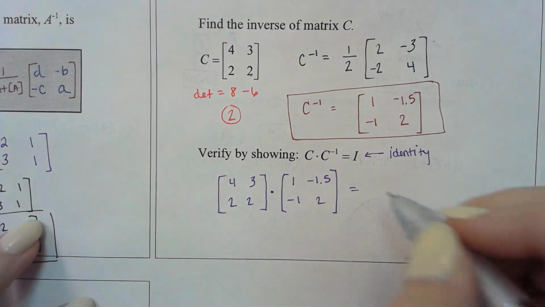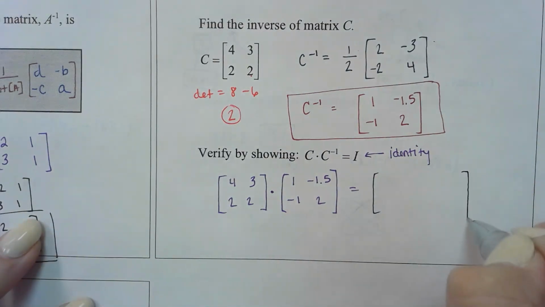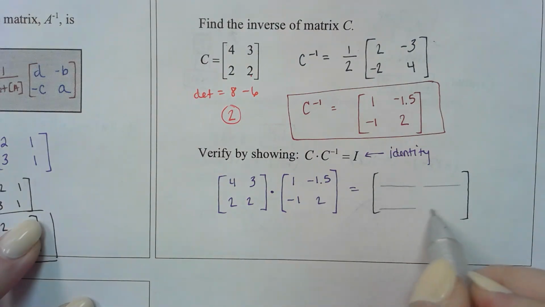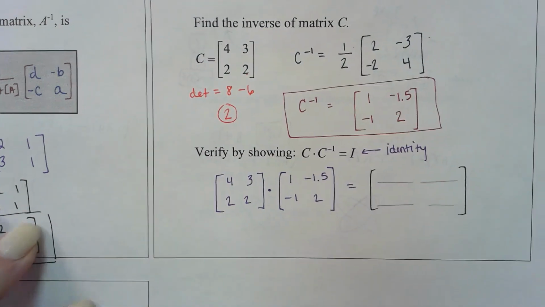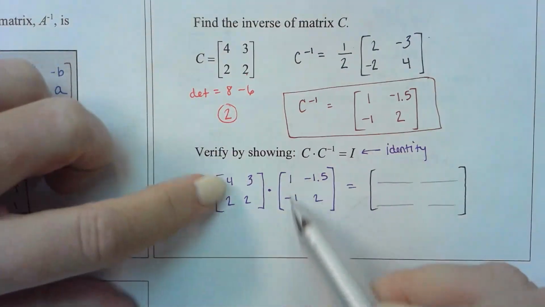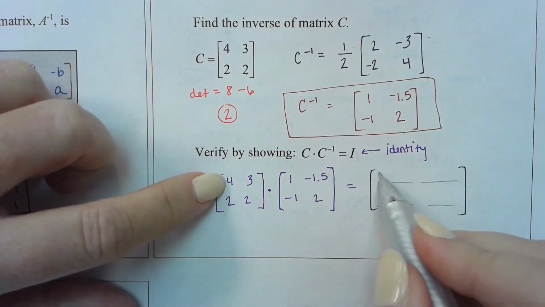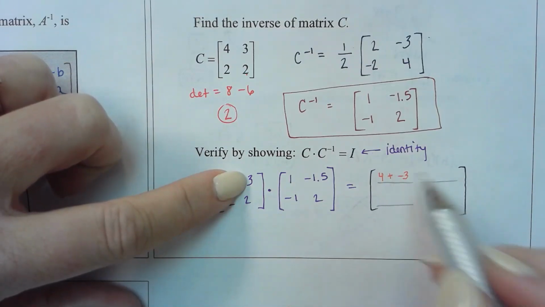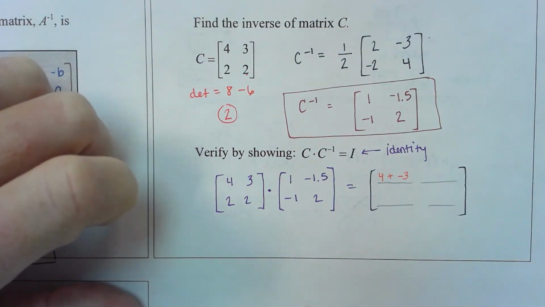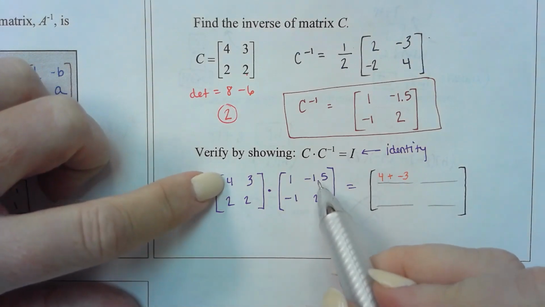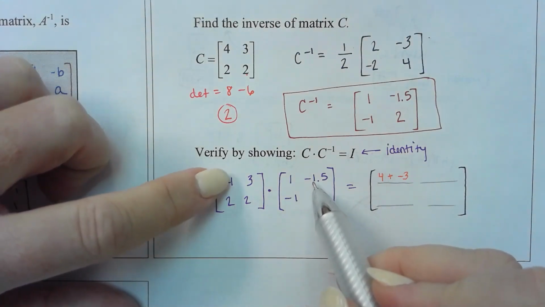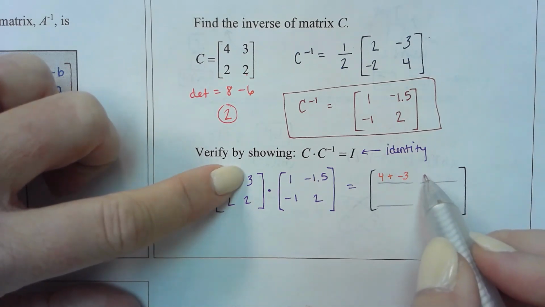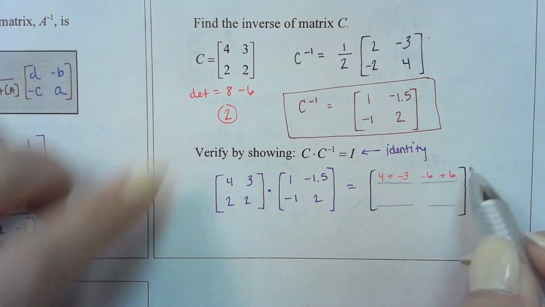I think we can do this by hand. We're multiplying a 2 by 2 by a 2 by 2, so we're going to get a 2 by 2. All right, here we go. My left hand's going side to side, my right hand's going up and down. 4 times 1 is 4. Move both hands. 3 times -1 is -3. Add those together. Moving over. 4 times -1.5 is -6. 3 times 2 is 6. So I get -6 and 6. We're going to add those together.